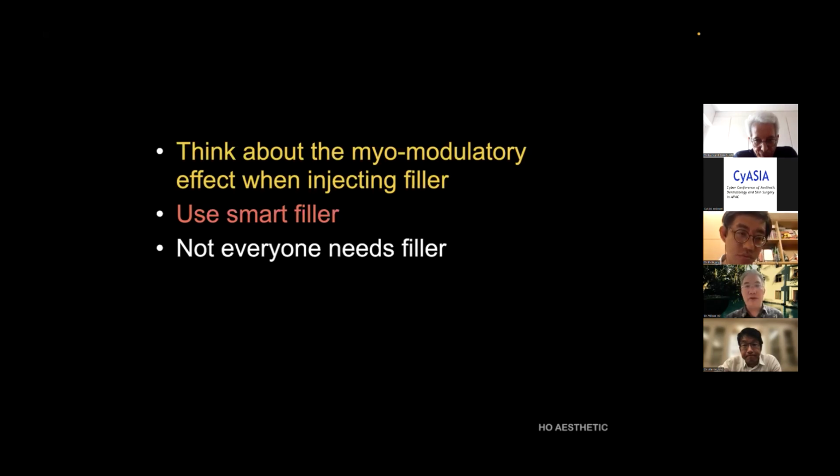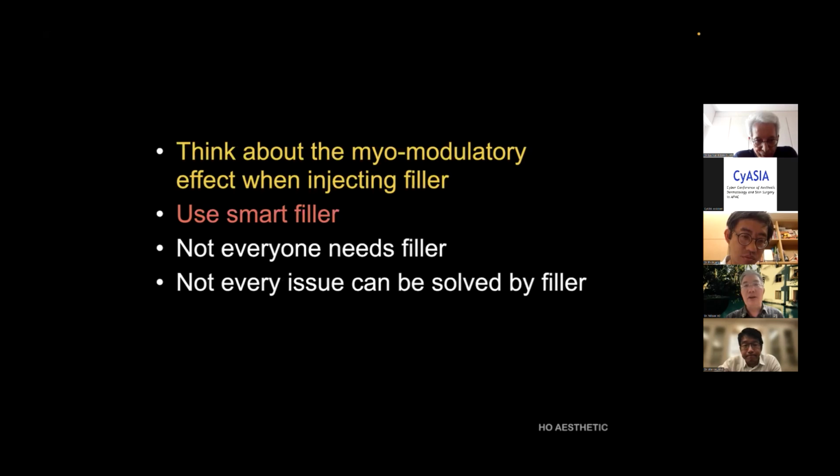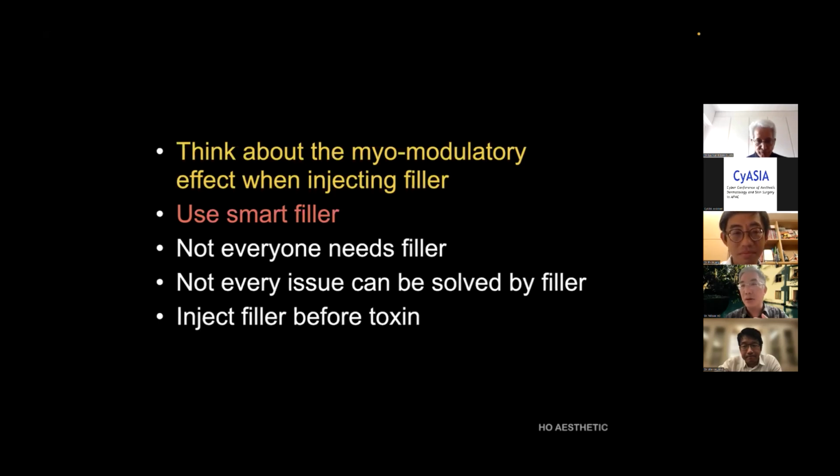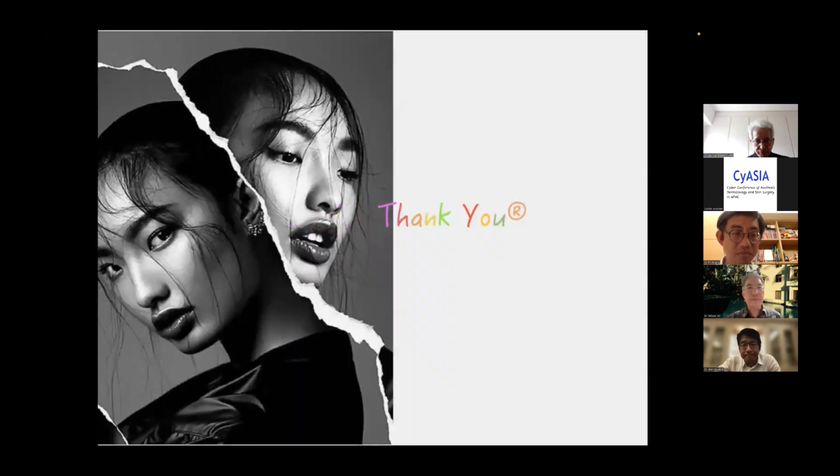And the important thing is not everyone needs filler, and not every issue can be solved by filler. Inject fillers before toxin. I always do it nowadays. In the good old days, I tried to relax the chin muscle before I injected the fillers. And nowadays, in my Asian patients with severe retreating chin, I do not need toxin to relax their mentalis muscle. And of course, I will separate the sections into 2 or 3 sections by fillers. So this is my message.